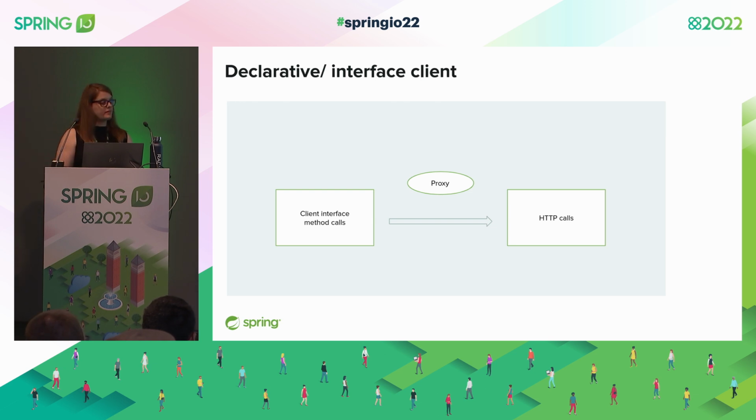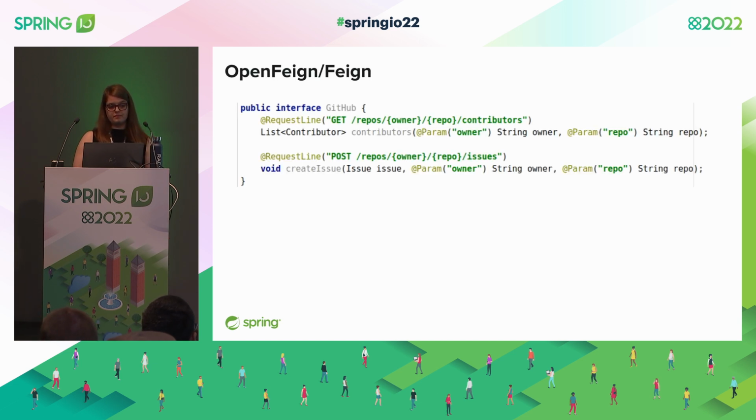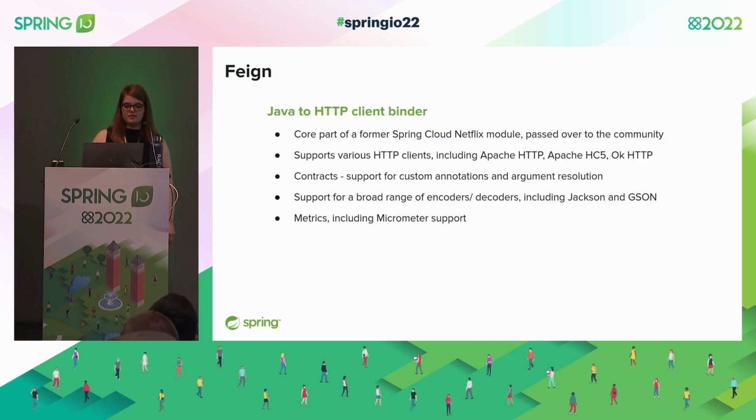As many of you know, there are already such solutions where we just create the interface, we annotate the interface to indicate the various elements of the HTTP request, and then underneath a proxy is created, and our interface method calls get translated into actual HTTP calls. Feign is one of such solutions. Feign allows you to add annotations such as RequestLine, where you can specify your method and your path. You can add parameters, and this is what a Feign interface looks like.